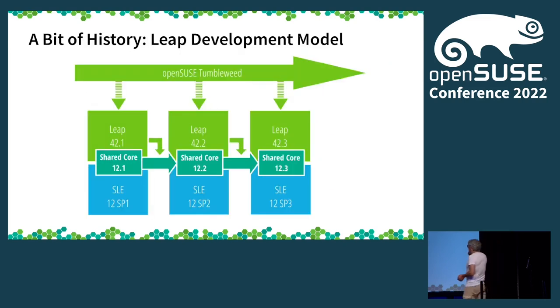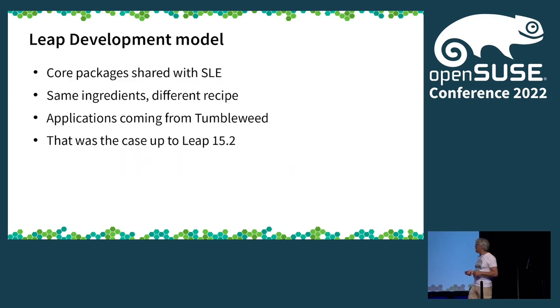So where are we coming from? What is our development model? Since the Leap model, we are sharing the core with SUSE Linux Enterprise. So we're taking basically the same source code, but building it a little bit differently. And our application stack is mostly coming from Tumbleweed. So the same ingredients, but a slightly different recipe is a slightly different dish to eat.